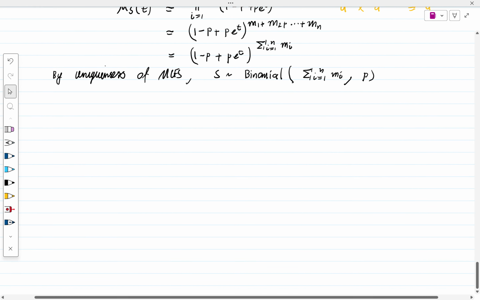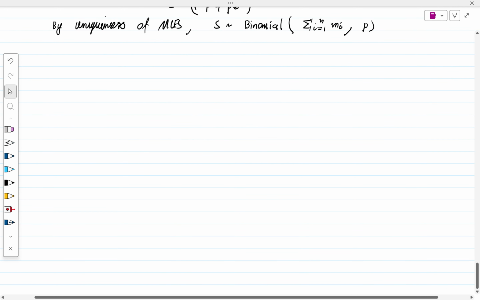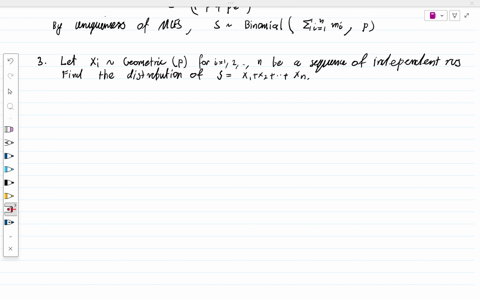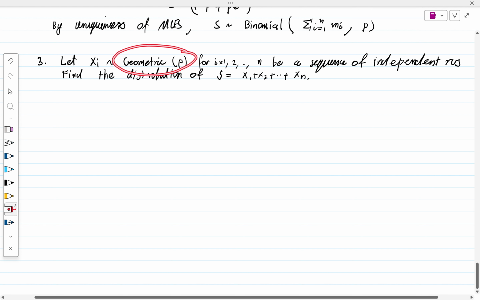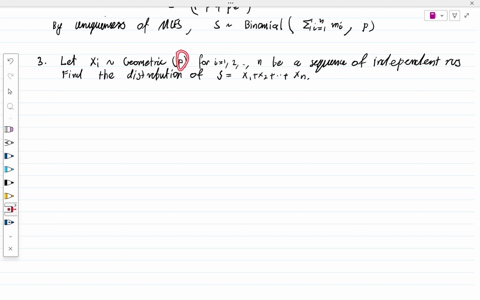Let's take a look at a third example. In this example, we're going to look at a geometric random variable which has a probability of success parameter p. So let them be, again, i equals 1 to n, so n random variables, each with the same parameter p.